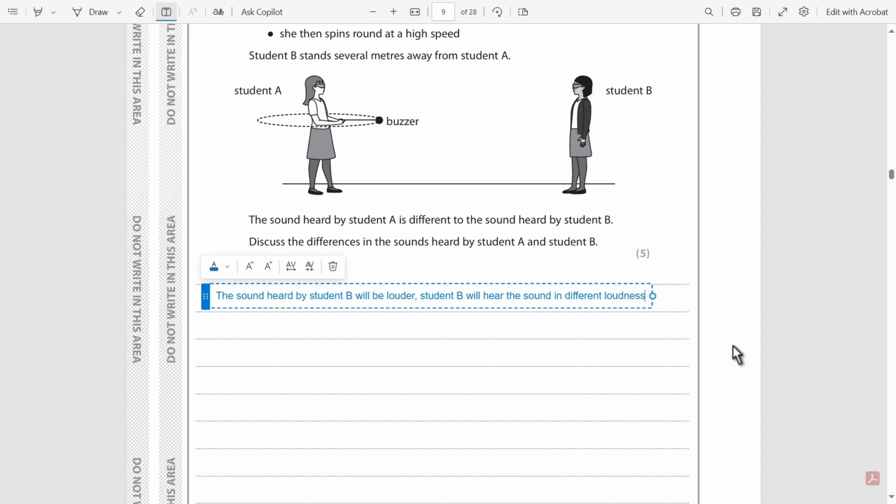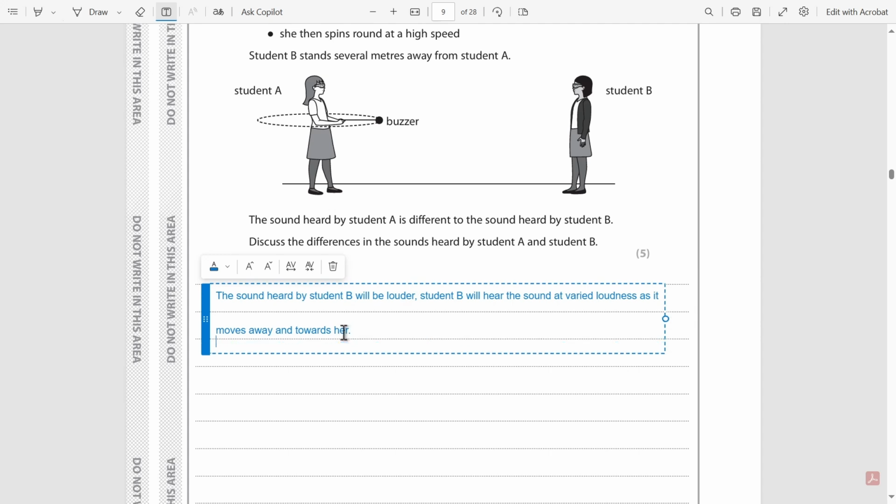The loudness varied as it moves away and towards her. Yeah. I think that's all that is for loudness. The buzzer.